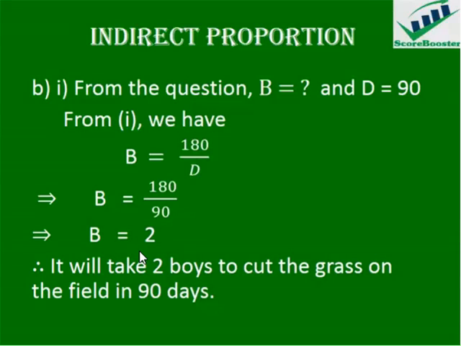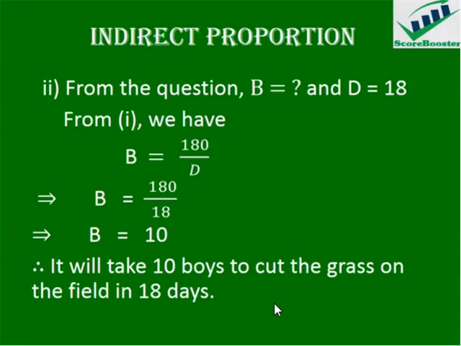We can see that as the number of days increases, the number of boys decreases. The number of days increases from 12 to 90, and the number of boys decreases from 15 to 2. So we can say that the higher the number of boys, the fewer the days it takes to cut the grass on the football field. So now we move to the next question: how many boys will be able to cut the grass on the field in 18 days?